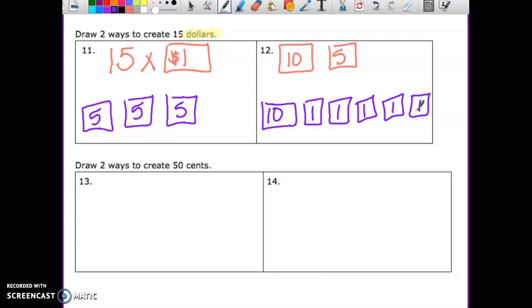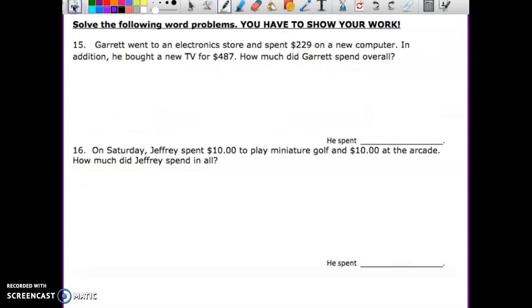Anything that they can do to create $15. And again, they only had to do 2. I just wanted to give you a few extra ideas. I'm going to go ahead and skip past 13 and 14. They had to create 50 cents. Could have done 2 quarters, 5 dimes, 50 pennies, 10 nickels, any combination to get to 50 cents.